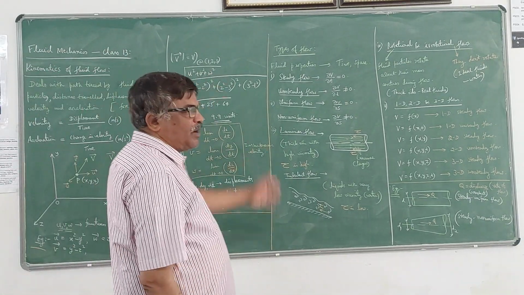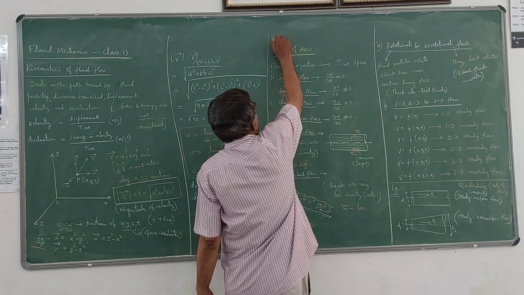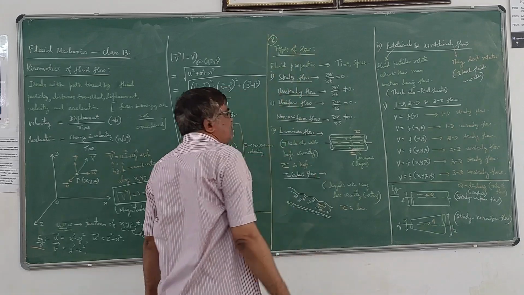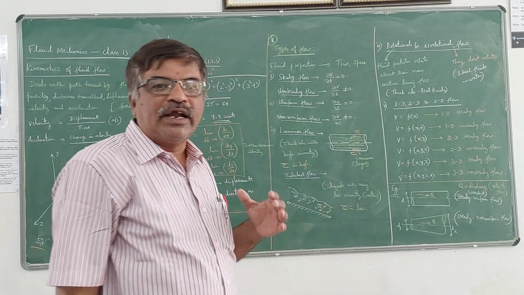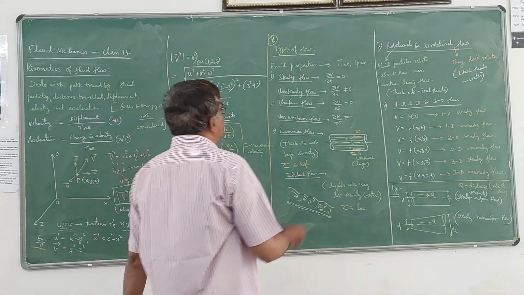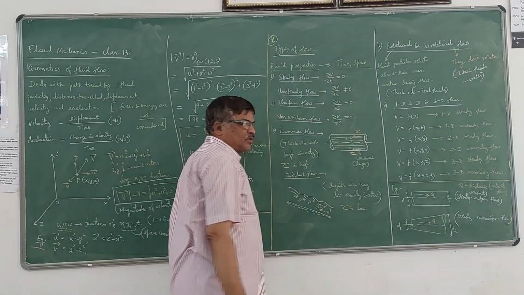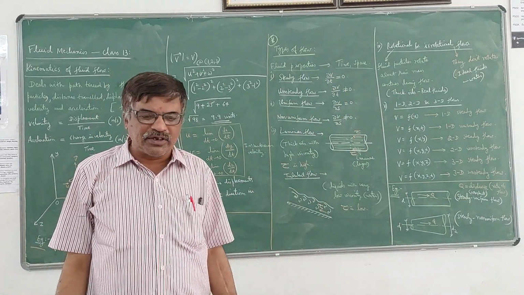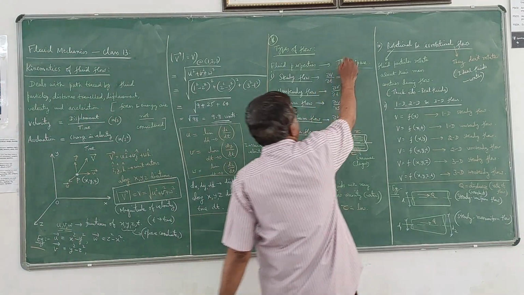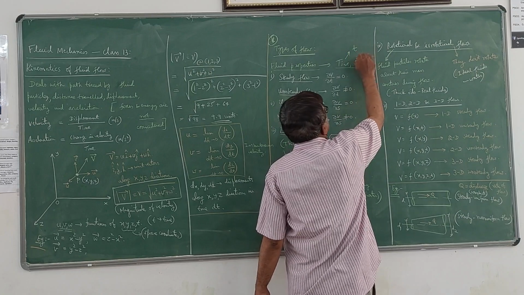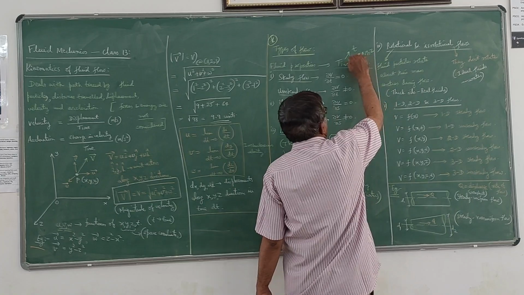Now coming to the types of flows, a very important question. In fluid flow, we can classify fluid flows into 5 types based on different criteria. As I already told, the fluid properties in a flow may vary with respect to 2 things: one is time, another is position or space. I will take the time coordinate as t, and the space coordinates as x, y, z.